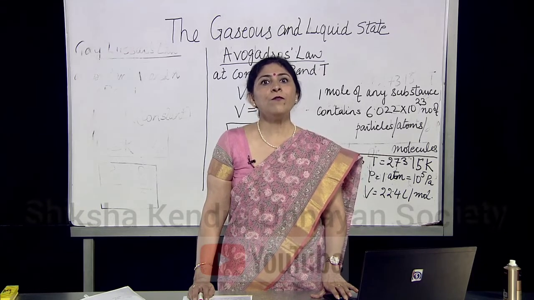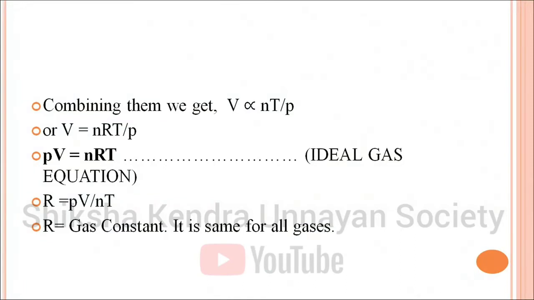We get V is directly proportional to nT upon P, or we can say V is equal to nRT upon P. Now, R is a gas constant and it is the same for all gases. So, here we get an equation, the ideal gas equation, that is PV is equal to nRT.